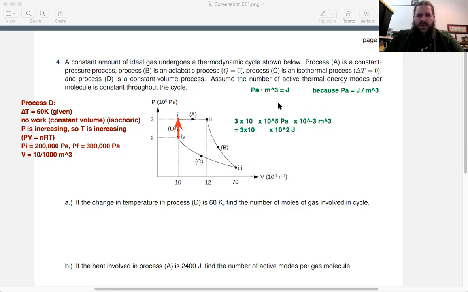So this is a very convenient substitution here. Now that we've done this once, the 10 to the 5th pascals times 10 to the negative 3 meters cubed, we don't really need to worry about those anymore. When we're multiplying, we can just multiply the number on this axis and the number on this axis, and then also multiply that by 100 joules.